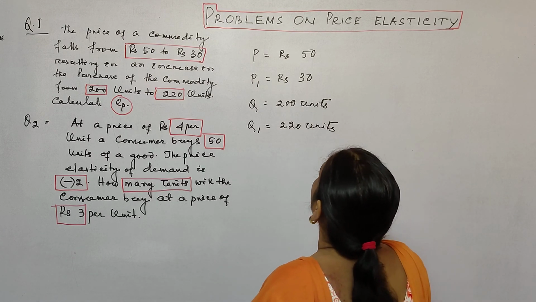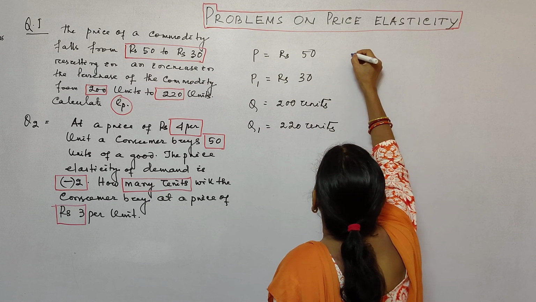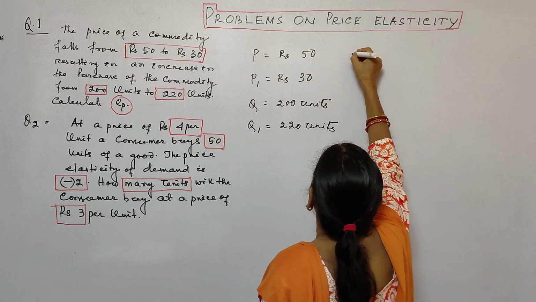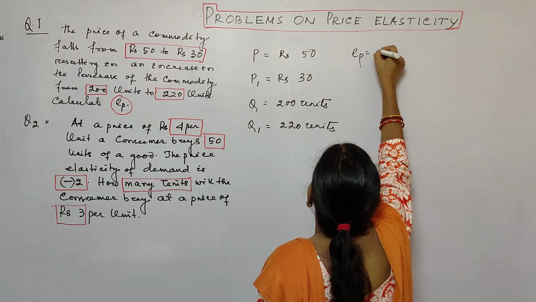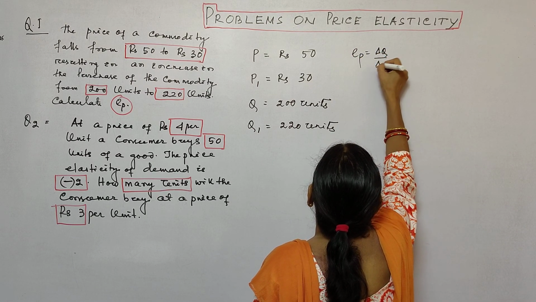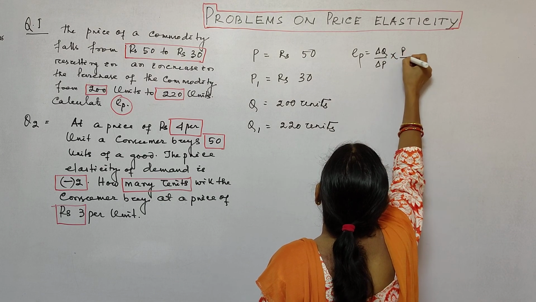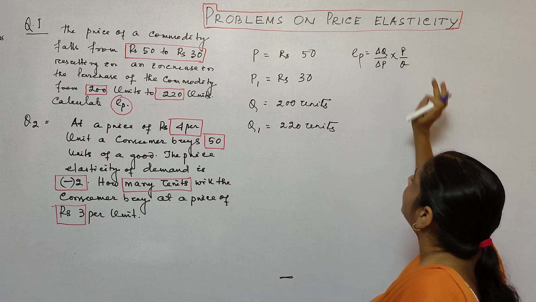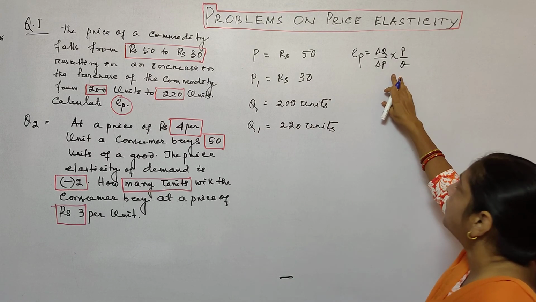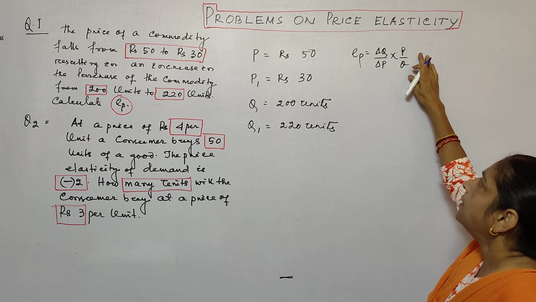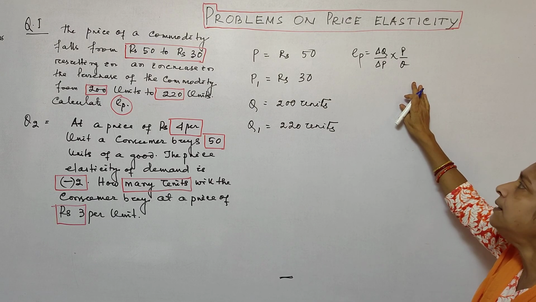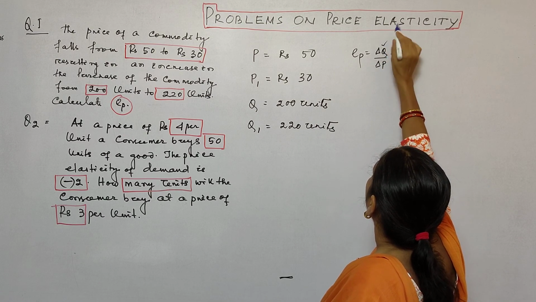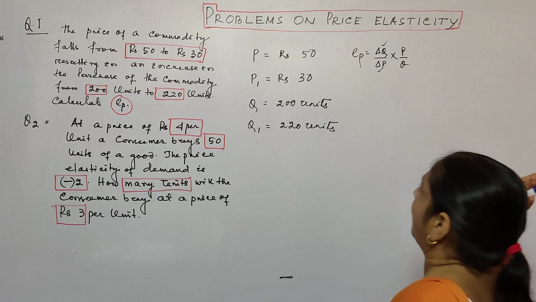So friends, first we will write down the formula for EP. What is the formula for EP? EP equal to delta Q by delta P into P by Q. This is the formula for EP. Here delta Q is change in quantity, delta P is change in price, P is initial price, Q is our initial quantity. Now we will find out the value of delta Q and the value of delta P.